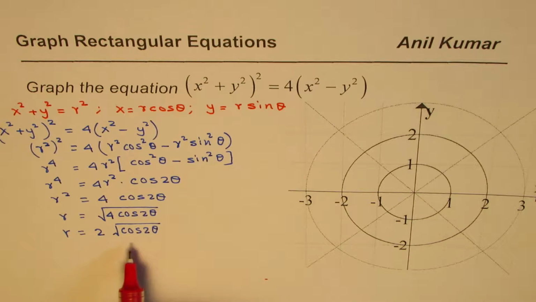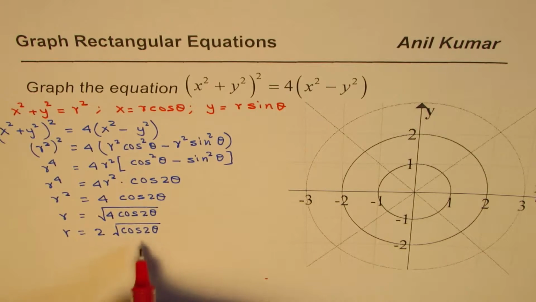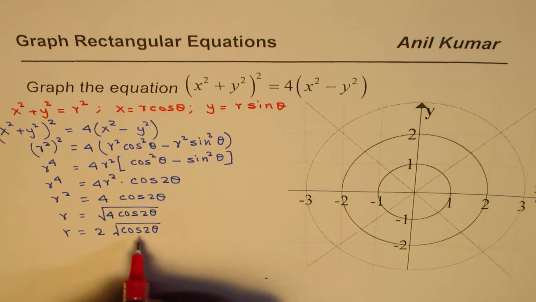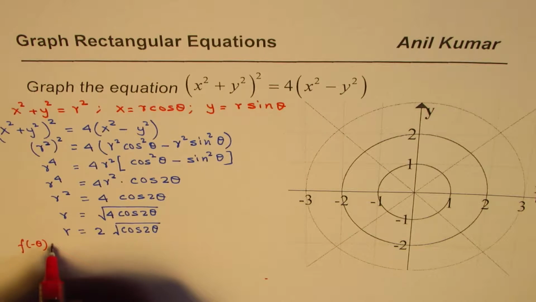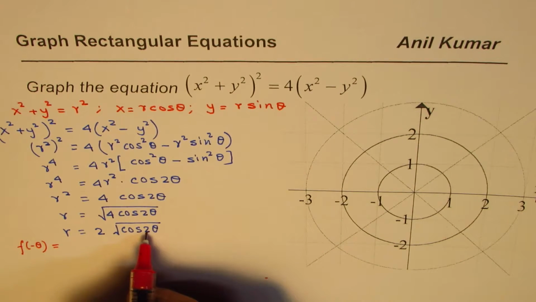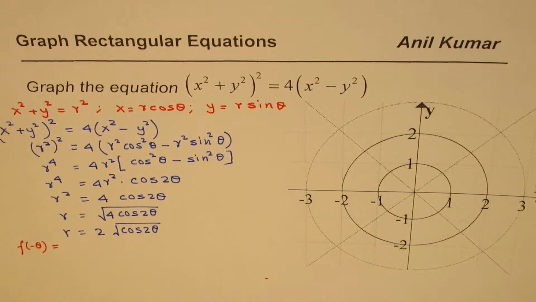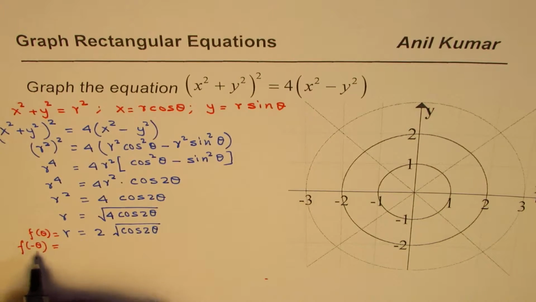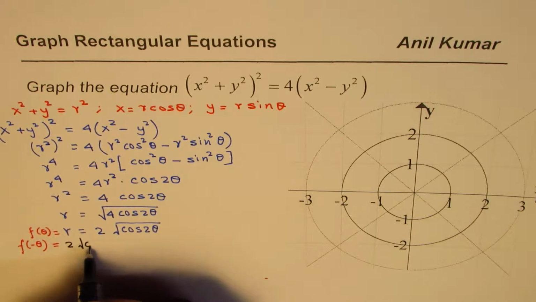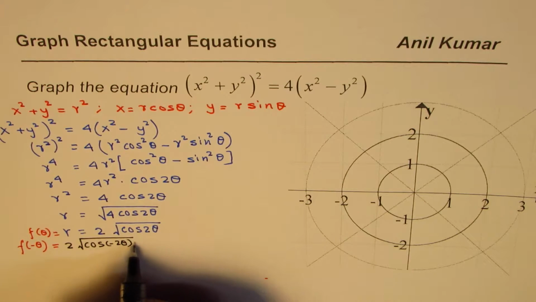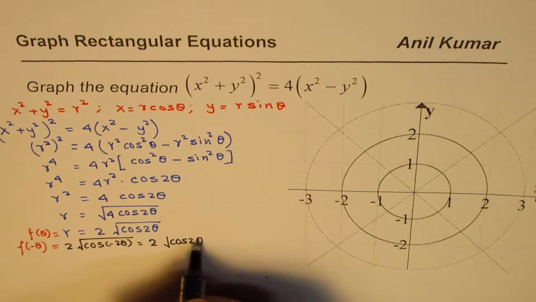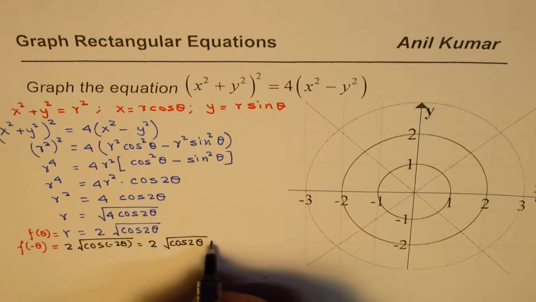Second thing is, when we are doing polar coordinates, it's a good idea to find the symmetry, right? So let us find the symmetry for this particular function. Now, if I write f(−θ), what do I get? That means replacing 2θ with −2θ. So let us say f(θ) = r, which is 2√(cos 2θ). Then f(−θ) will be 2√(cos(−2θ)). And cos is an even function, so it is going to give you 2√(cos 2θ), right? So this is exactly equal to f(θ).